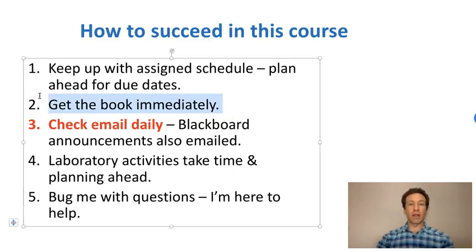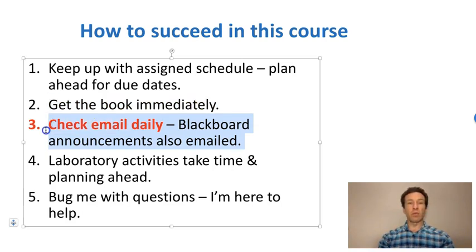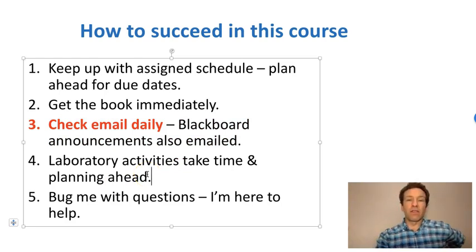Make sure you have the book. Order it immediately or get it from the USC Upstate bookstore, where they should have it in stock. The readings will start with today's material. Check email daily because whenever I post an announcement to Blackboard, it will be emailed. That's an easy way then to make sure you do not miss announcements. The laboratory activities will take some planning ahead. There are a few activities where you will need to go get supplies from a supermarket or pharmacy, and there are some activities where you will be required to go out and look for plants in nature. And so make sure you keep up with that schedule.